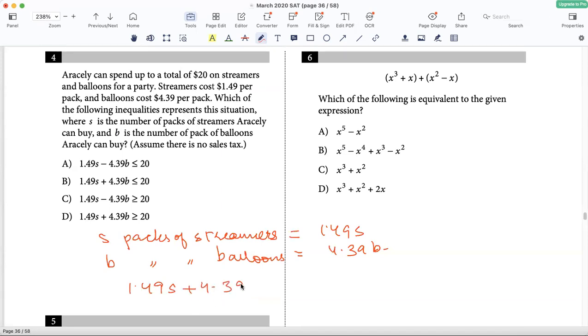So the total cost for these streamers and balloons would be 1.49S plus 4.39B. And Araceli can spend up to a total, so this total should be less than or equal to 20. It should not be more than 20. So 1.49S plus 4.39B should be less than or equal to 20. Option B.